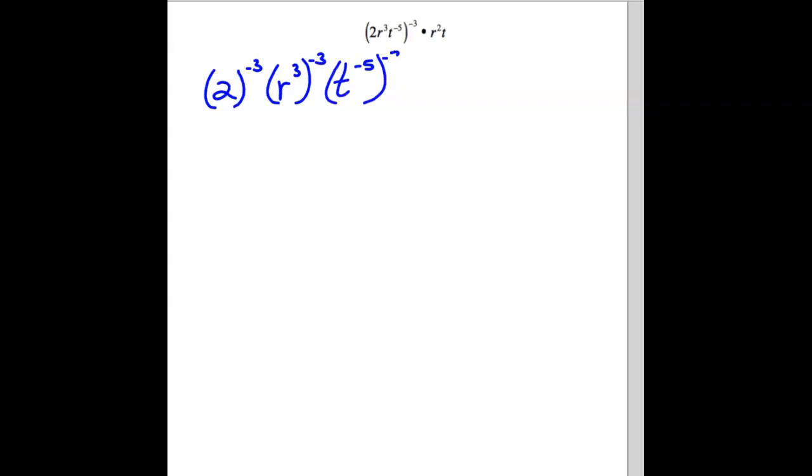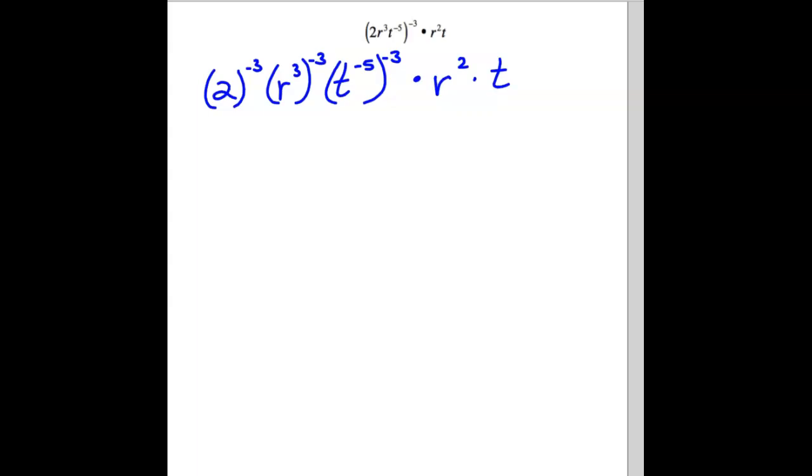All right, our last one here, we have 2r to the 3rd t to the negative 5, we're taking that whole quantity to the negative third power, and then we're multiplying it by r squared times t. So let's go ahead and think about taking that negative 3 to each piece. So we have a 2 being raised to a negative 3 power. We have an r cubed being raised to a negative 3 power. We have a t to the negative 5th being raised to a negative 3 power. And then we're multiplying by an r squared and a t.